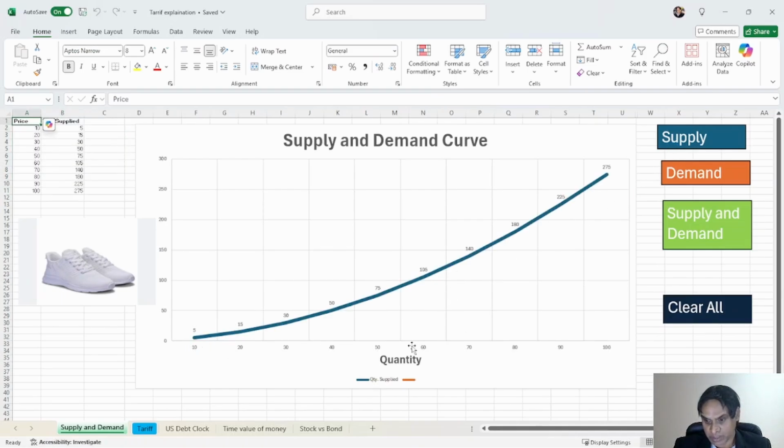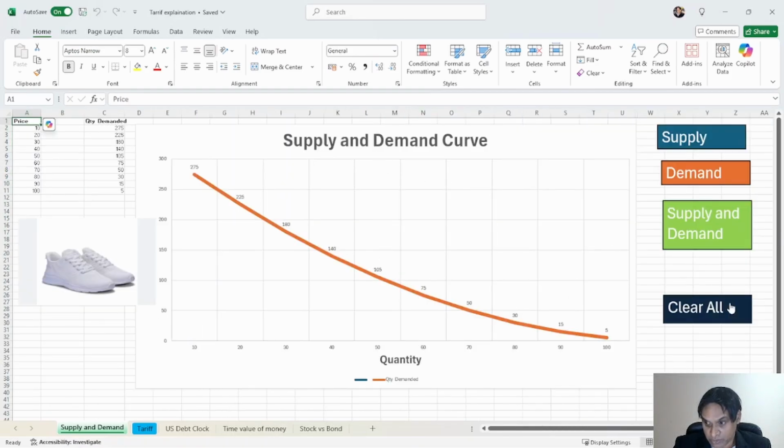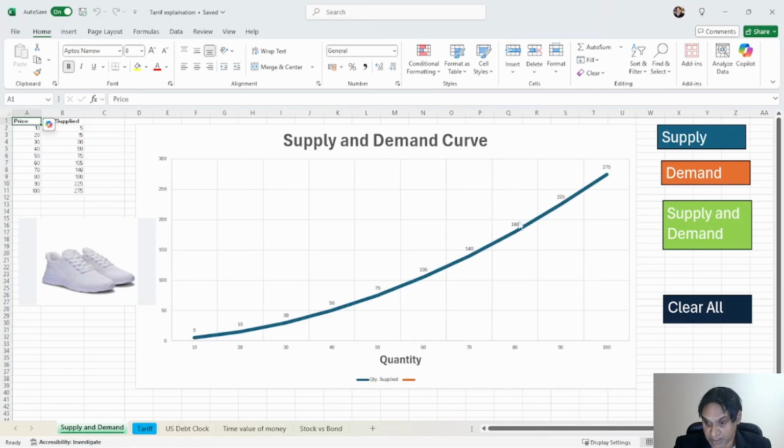Now this is upward sloping, which says that if the price is low, they don't want to produce too many. But if the price rises, then they will provide many more shoes, because at the higher price the suppliers can make more profit. So this is the supply curve, an upward sloping curve, which means that when the price rises, the supplier will produce more because he gets more profit. But if the price is lower, he's going to produce less because he gets less profit. So simplistically, the demand curve is downward sloping, and the supply curve is upward sloping.